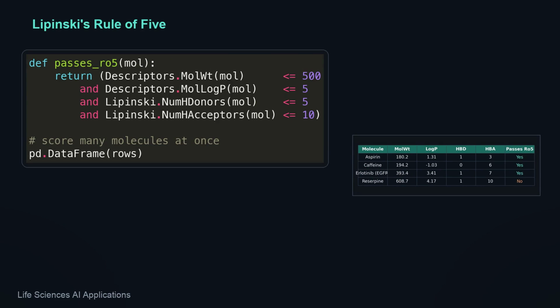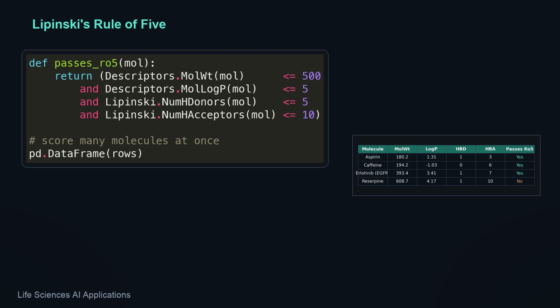Those four numbers are the heart of the most famous rule of thumb in drug discovery, Lipinski's rule of 5. Oral drugs usually have a molecular weight under 500, a log P under 5, at most 5 hydrogen bond donors, and at most 10 acceptors. Let's turn that into a function and score a few molecules, including erlotinib, a real EGFR inhibitor, and reserpine.